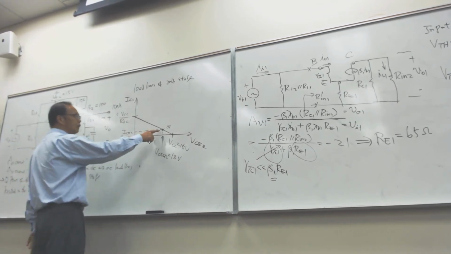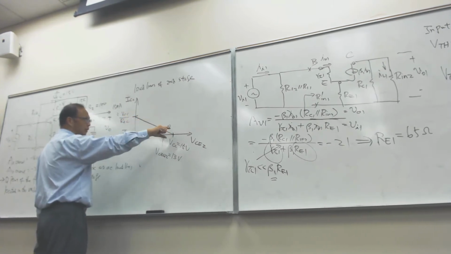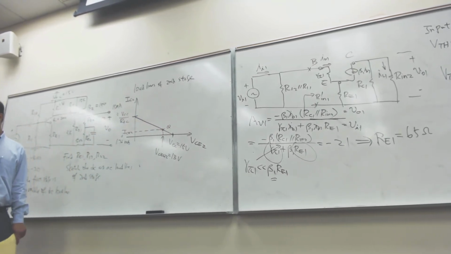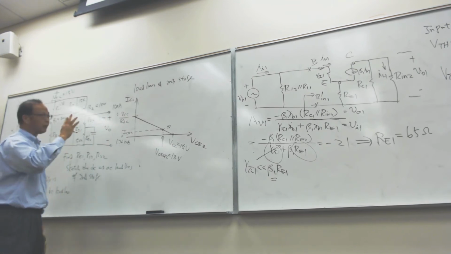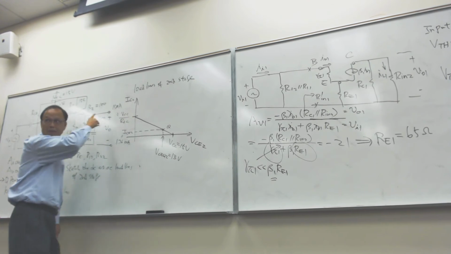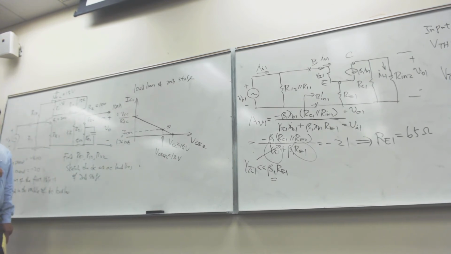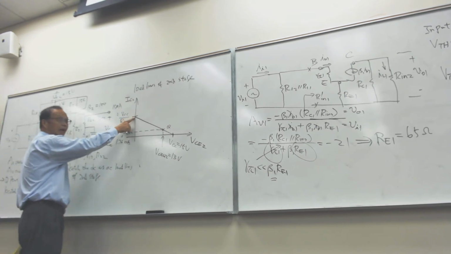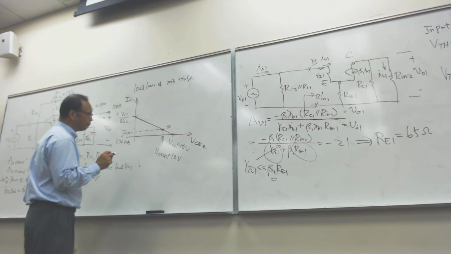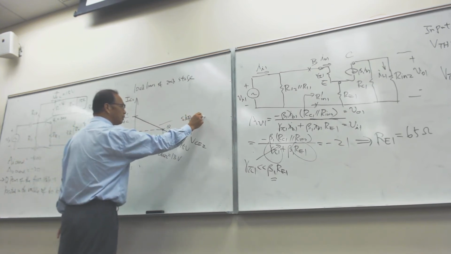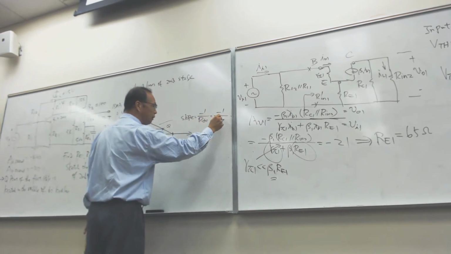Now, by the way, the Q point must be located on the DC load line. It cannot go outside. So the maximum current the circuit can have is 15 milliamps. If you have a question asking you to place the Q point within the DC operation region, then you know the maximum collector current is that. Then the slope is minus 1 over RDC, which is minus 1 over 1,000.